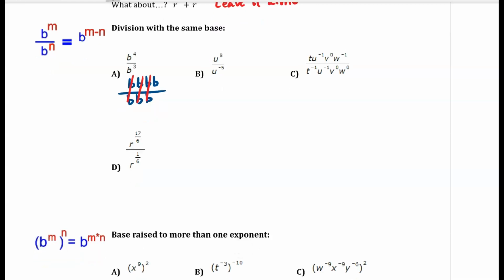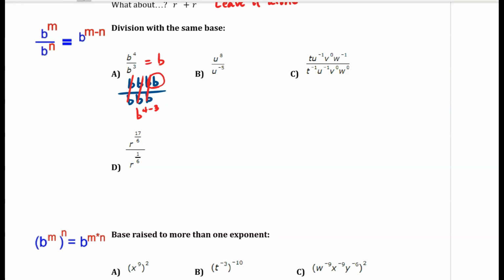We can call this b to the 4th power minus the 3rd power. It's always the top exponent minus the bottom exponent, even if that gives you a negative exponent. So b to the 4 minus 3 is equal to b to the first power. We can see that's what was left over when we listed those out. Let's apply that shortcut to our next example.